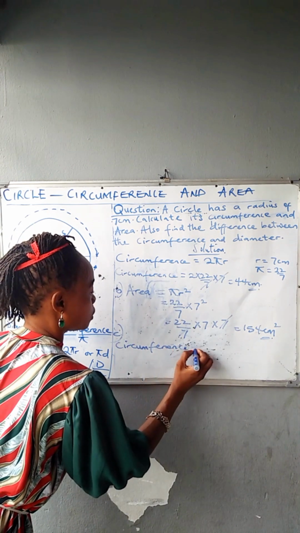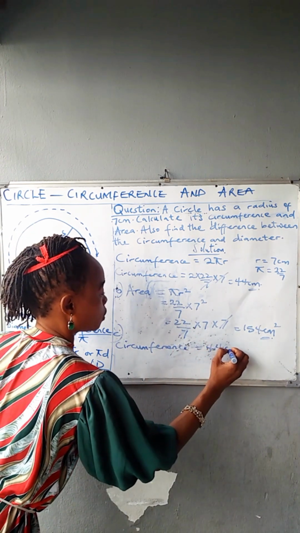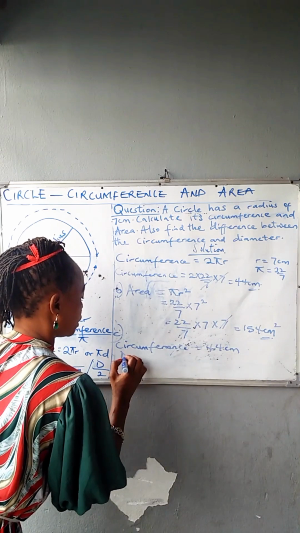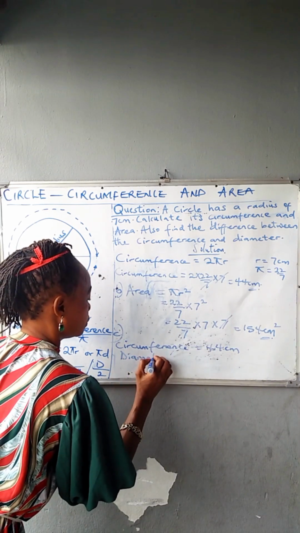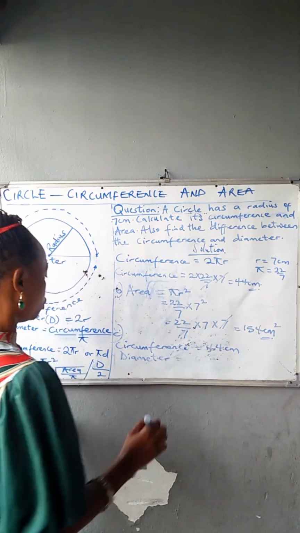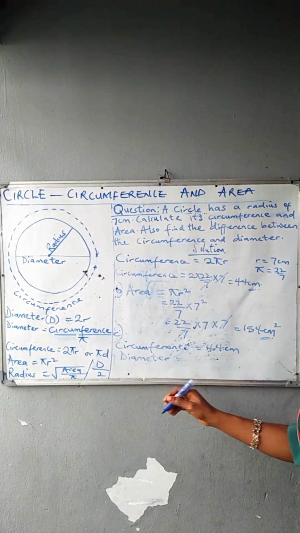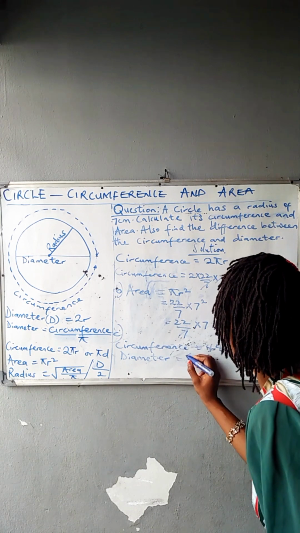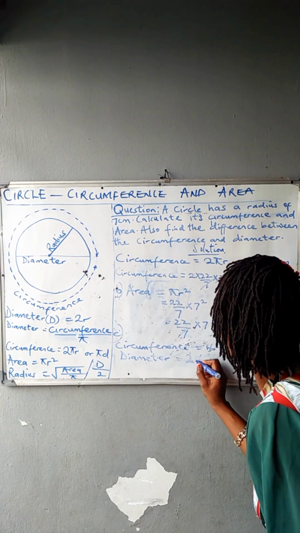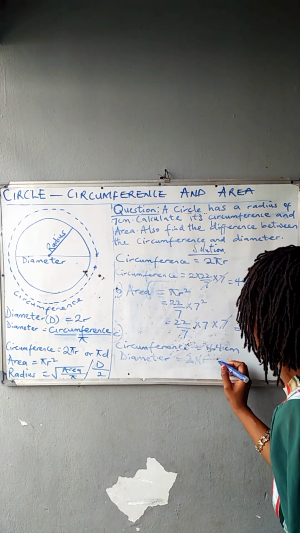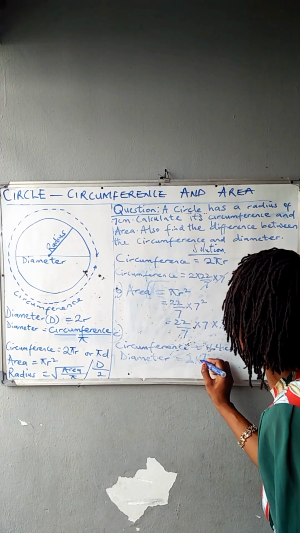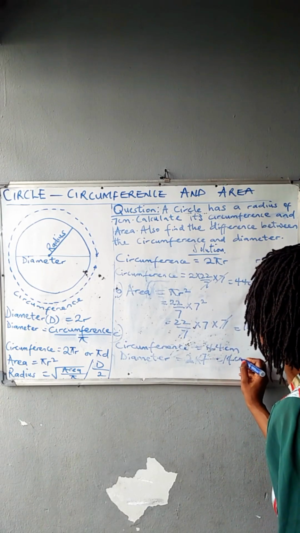Our circumference is equal to 44 centimeters. What is our diameter? Diameter here is 2r. So our diameter is 2 times r, which is equal to 2 times 7, which is equal to 14 centimeters.